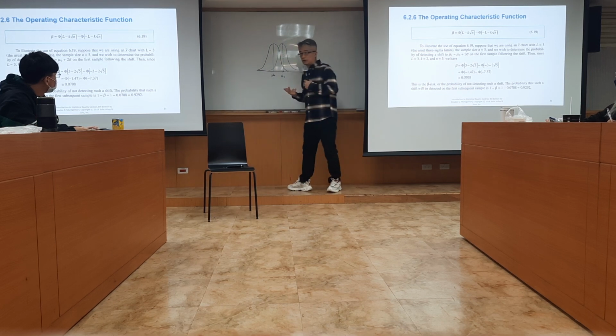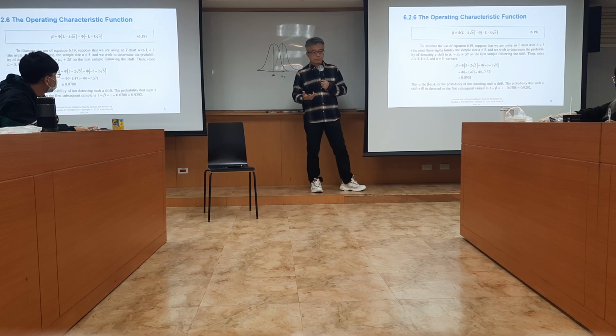So there's a true curve. Which one is the true curve? The black one or the blue one? The blue one, since it's already shifted. So the blue one is the true curve, and the black one is hypothesized, however the hypothesized one is not true.